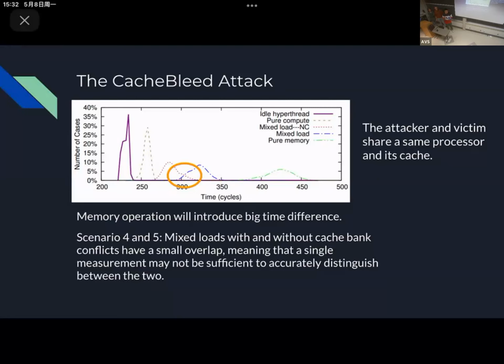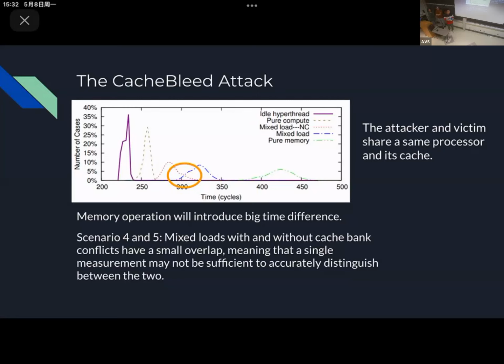And once the victim tries to access data, there will be a cache bank conflict. The attacker will notice that, oh, maybe on this line the data comes slower, so this line must be used by the victim. So he can identify the location of the data.